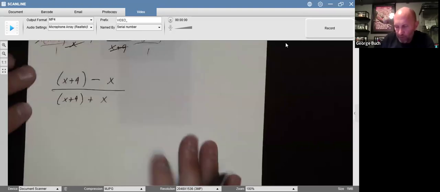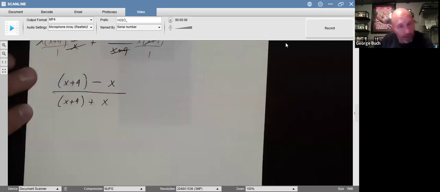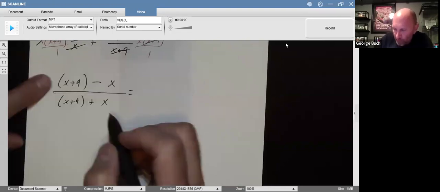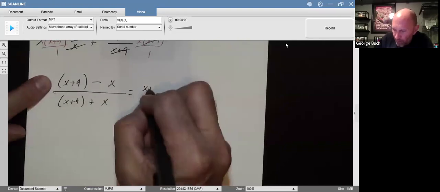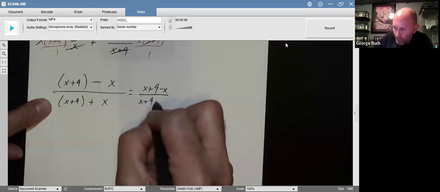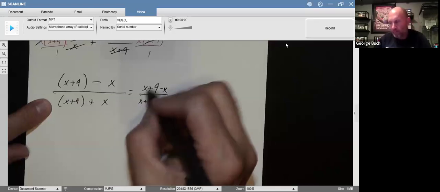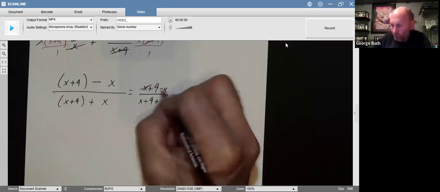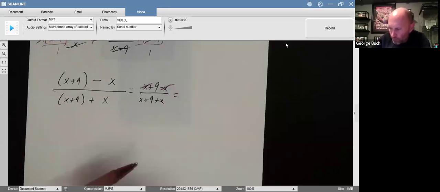So can I cancel the x plus 9 and cancel the x's? No, I cannot. I have to do what? Get rid of the parentheses and combine like terms. So this top is x plus 9 minus x. The bottom is x plus 9 plus x. So in the top, x minus x, they cancel out. So I just have 9 left in the numerator.